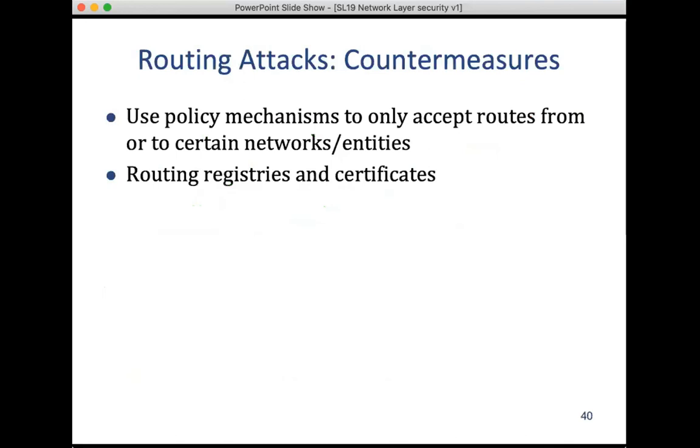So what is the countermeasure for that? The countermeasure is to have policies which say that we'll accept routes only from certain nodes, network entities, right? And we can also use routing registries and certificates.